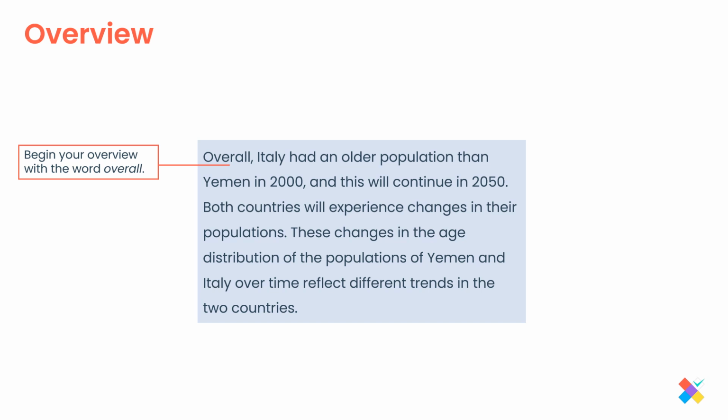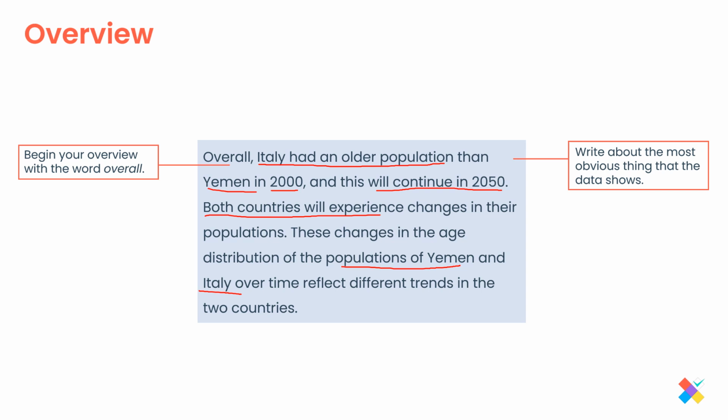If you read the overview, you can also see that Italy had an older population than Yemen at the time, and this will continue in the projection for 2050. The second sentence talks about the changes in the future, and the way the population of Yemen will be affected, and also Italy. Easy peasy, nothing too complicated. This is what the candidate has done here: written about the most obvious things that the data shows.